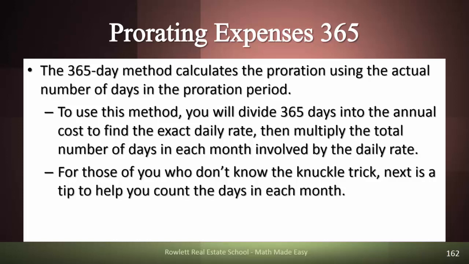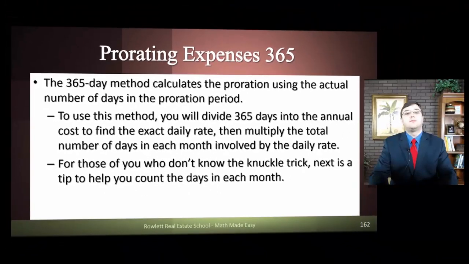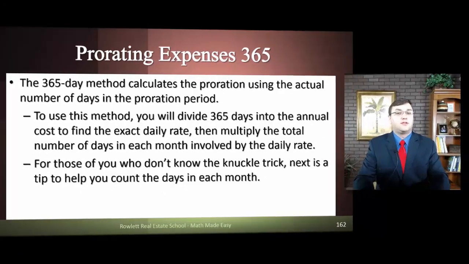For those of you who do not know the knuckle trick, next is a simple little trick to help you count how many days are in each month, for those of you that don't know the poem. Now, how we do this is you count your high knuckles, which will be our 31-day months, and the valley between our knuckles, which will be the 30-day months. And we'll go ahead and give you a count. You always start on your high knuckle.